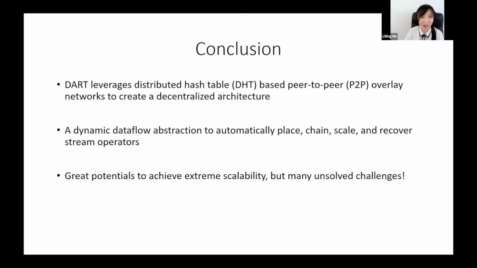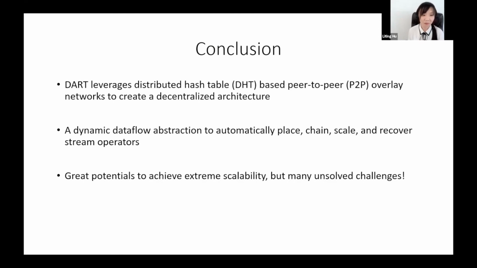To conclude, to our knowledge, Dart is the first of its kind, a fully decentralized edge stream processing engine that leverages distributed hash table-based peer-to-peer overlay networks to create a decentralized architecture. It builds a dynamic data flow abstraction to automatically place, chain, scale, and recover stream operators. Therefore, it has great potential to explore extreme scalability.